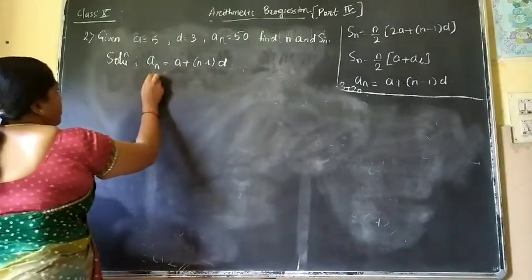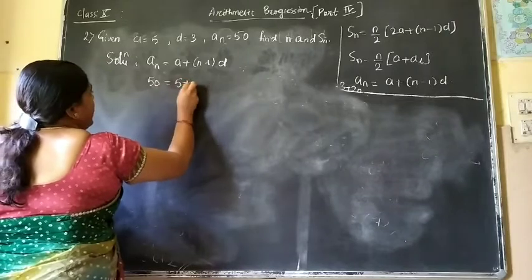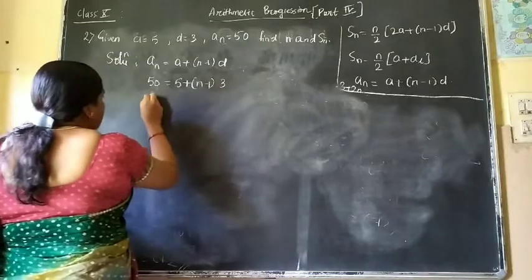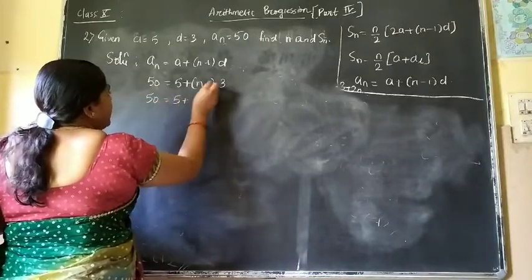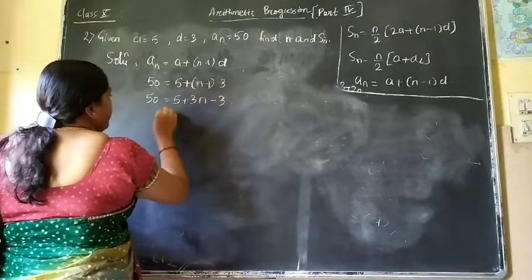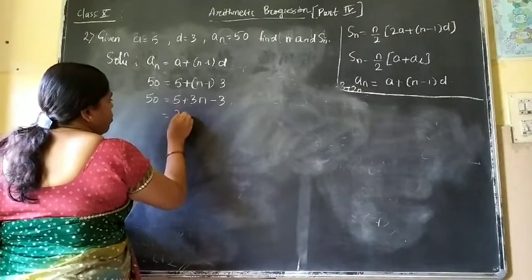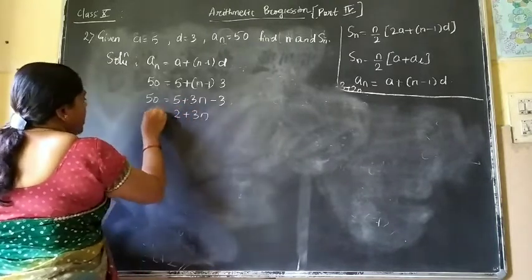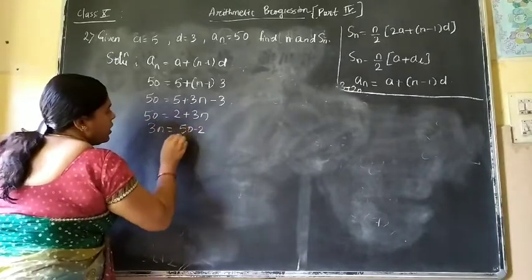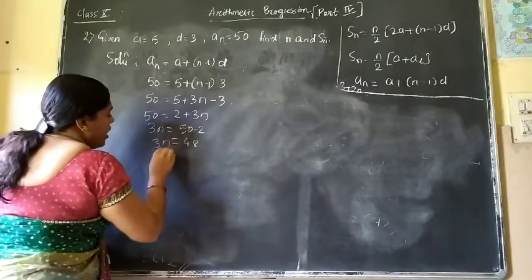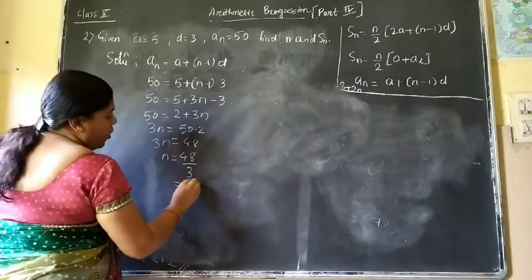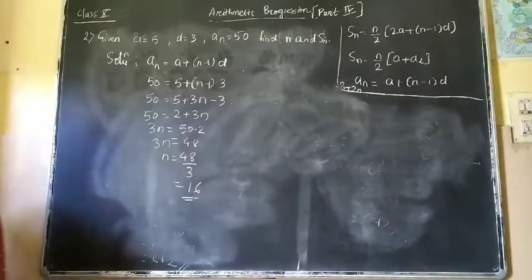So, what is an here? 50. A is 5. We need to find n, and the common difference is 3. So 50 is equal to 5 plus 3 multiplied with n minus 1, which will be 3n minus 3. 5 minus 3 will be 2 plus 3n. Taking the terms to the other side, we get 3n is equal to 50 minus 2, which is 48. So n will be equal to 48 by 3, which is 16. The value of n is 16.